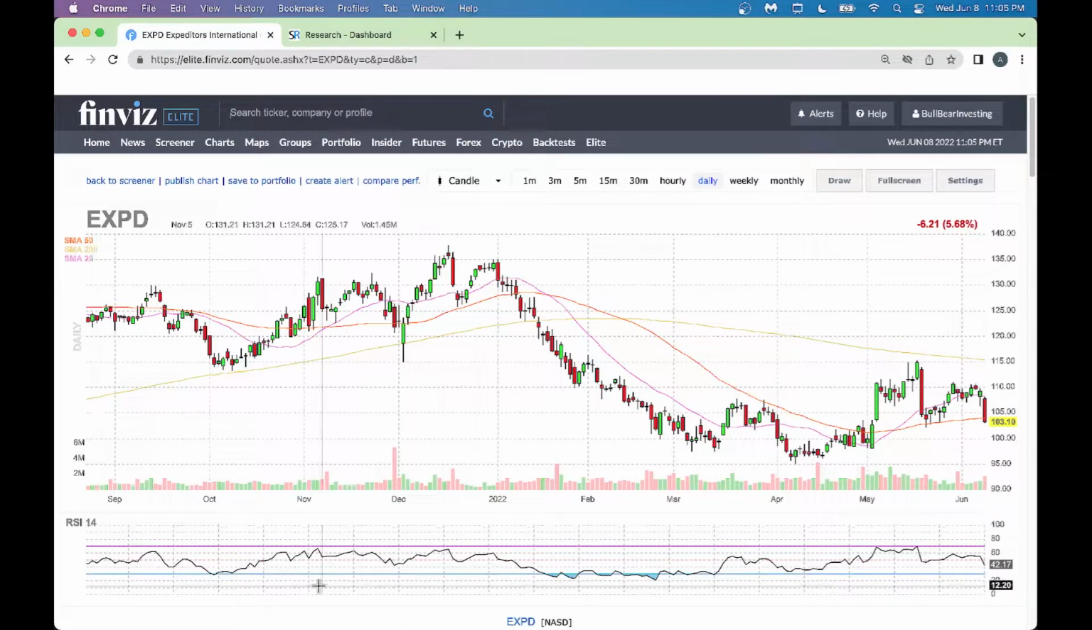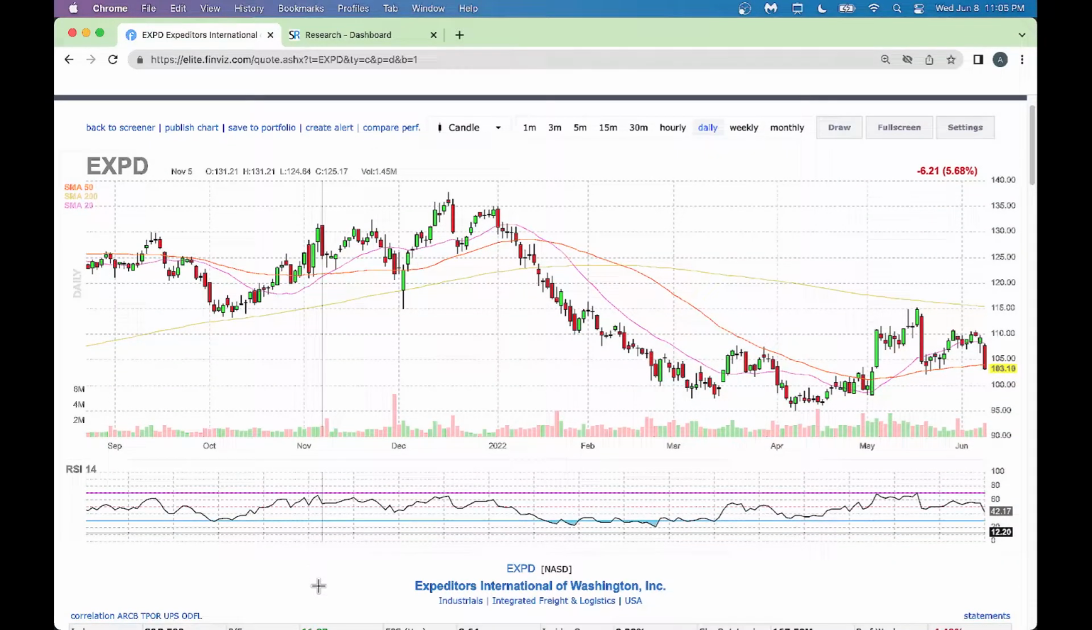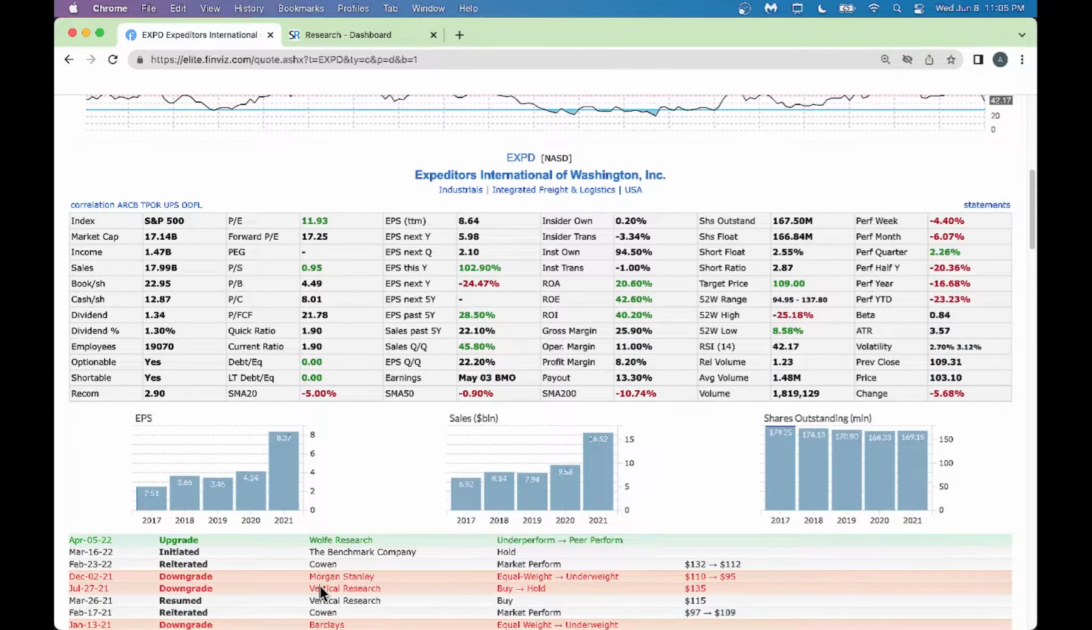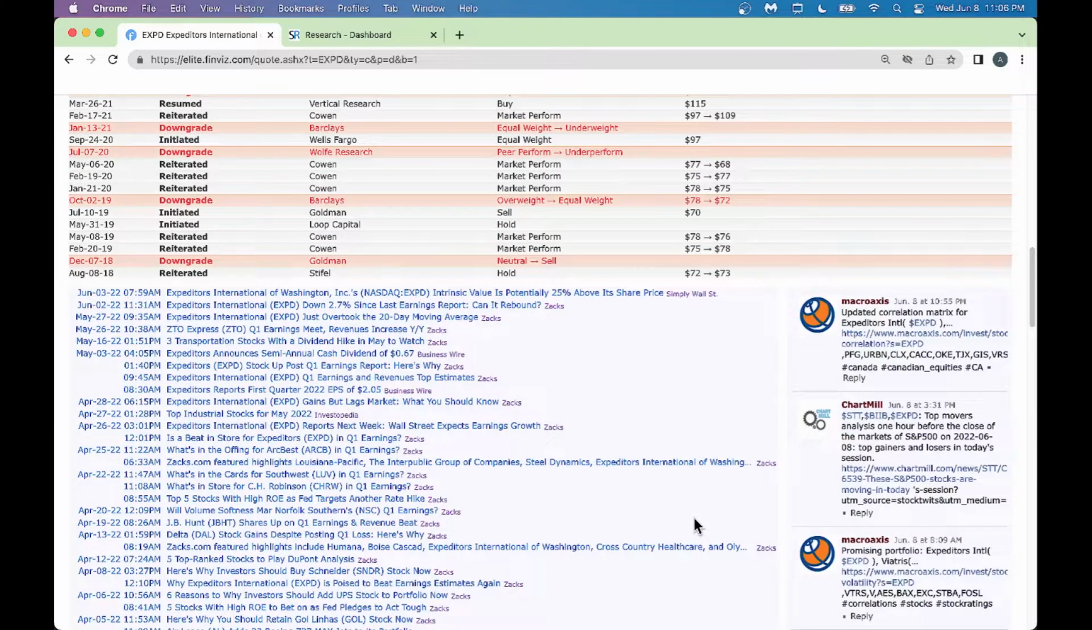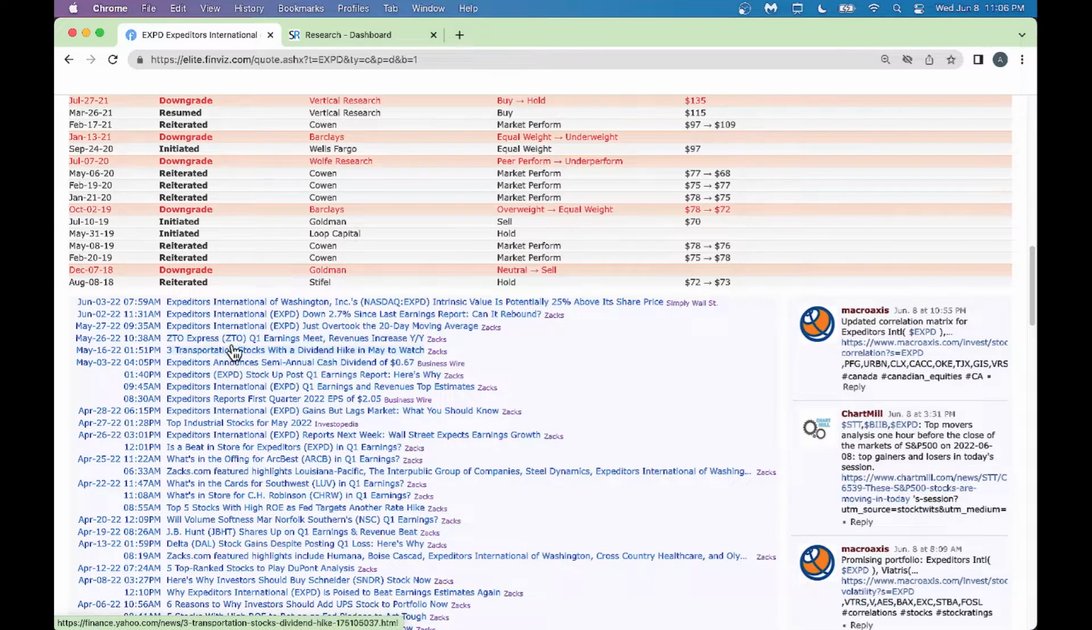All right, so we got EXPD here down big time, 6.21%. As you look through here, look, very good earnings per share. I like it. Sales is also good. I like that too. Shares outstanding going down. Everything is looking good so far. And looks like they got an upgrade back on April 5th. It's a little bit stale, a little bit old. They got peer perform here. And from a news perspective, looks like Expeditors International is down 2.7% since earnings. Nothing great here. Looks like companies are coming down, probably in sympathy to ZTO Express here.